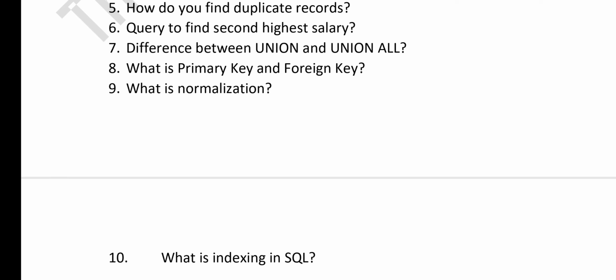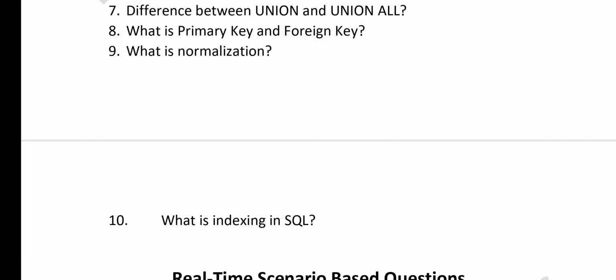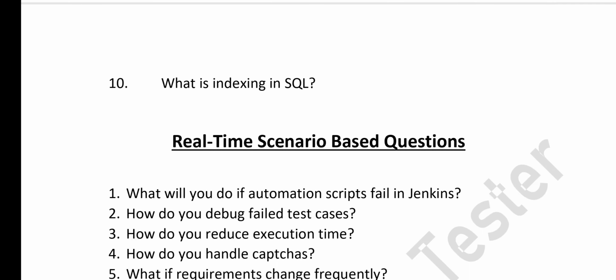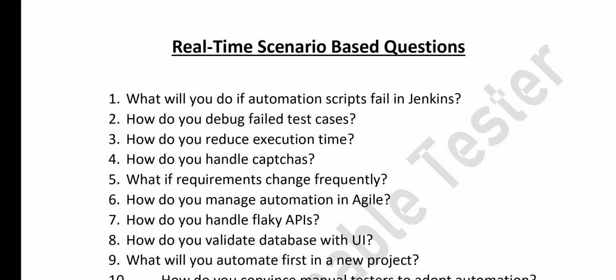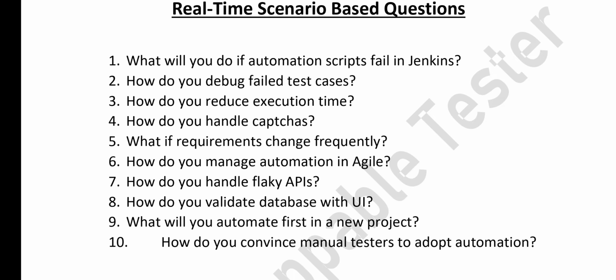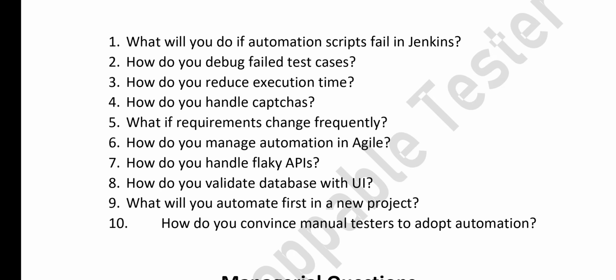What's the difference between union and union all? What is primary key and foreign key? What is normalization? What is indexing in SQL? The next set of interview questions are based on real-time scenario based questions. What will you do if automation script fails in Jenkins?